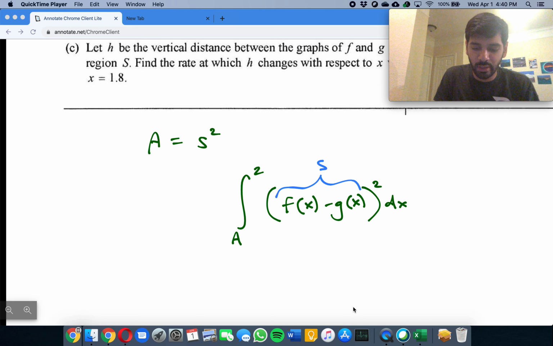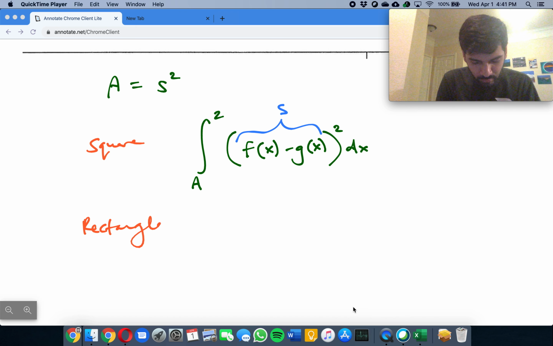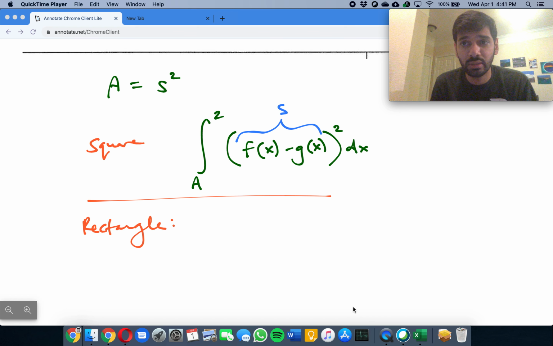Okay. Now let's talk about how this would change if it was, for example, a rectangle. So you've got the same two graphs, but now it's a rectangle. So this one was a square. Okay, so if it asks that the cross sections are now rectangles, it should tell you something else about these rectangles.